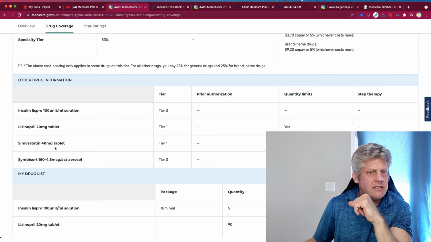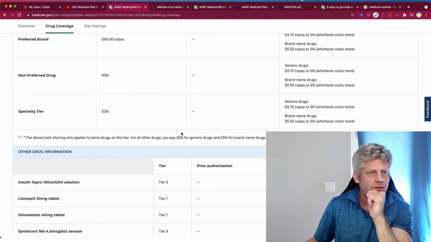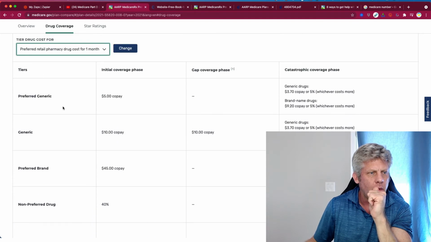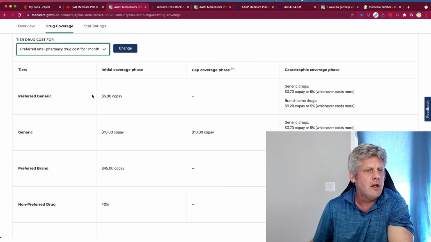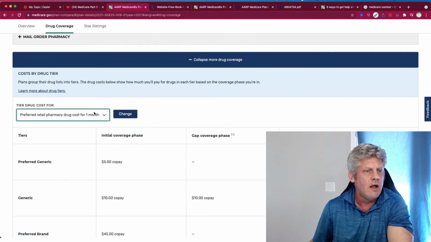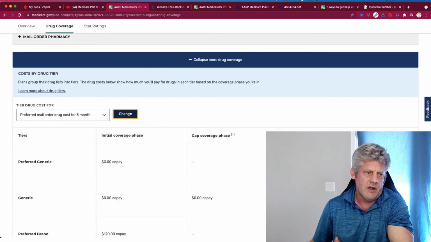Lisinopril and simvastatin are tier 1, all right? Tier 1. So that means they're generics. They're preferred generics. They're very cheap. So if we look at tier 1, we know that if you go to a retail pharmacy, you're looking at a $5 copay for those.